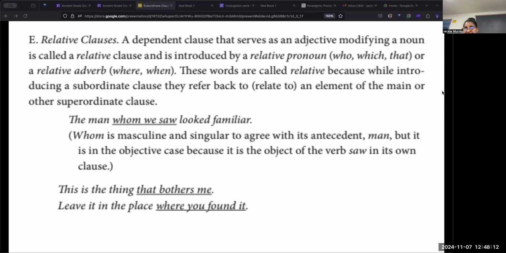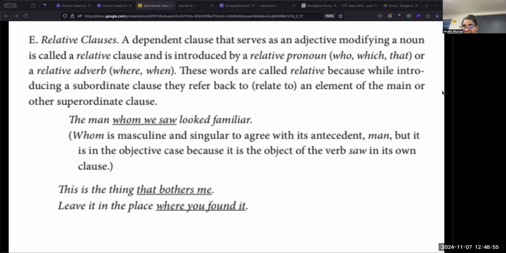And because of that, it has to match in gender and number, right? It doesn't have to match in case, because the case is going to be dictated by its own clause, right? So in its clause, it's accusative: whom we saw. But in the main clause, the man is nominative, right? The man looked familiar. He was the subject of the verb. But in the subordinate clause, he's the object of the verb, right? We saw the man. So we saw him. So the man whom we saw.